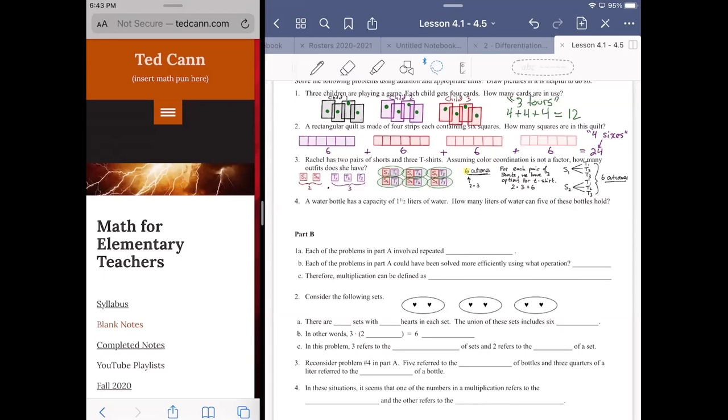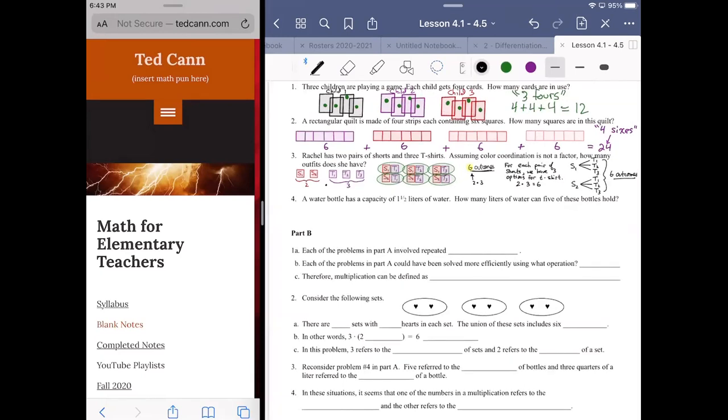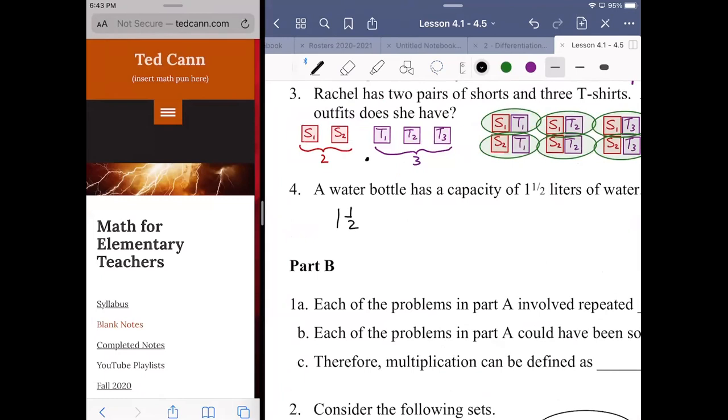A water bottle has a capacity of 1.5 liters of water. How many liters of water can 5 of these bottles hold? All right, so it's going back to the idea that we're taking that concept of addition and we're repeating it. Right, so 1.5, 5 times. Now, this would be addition.